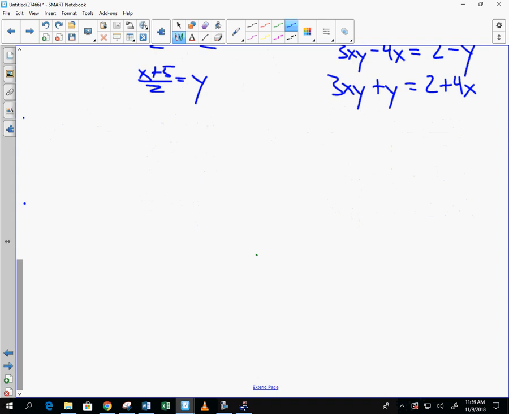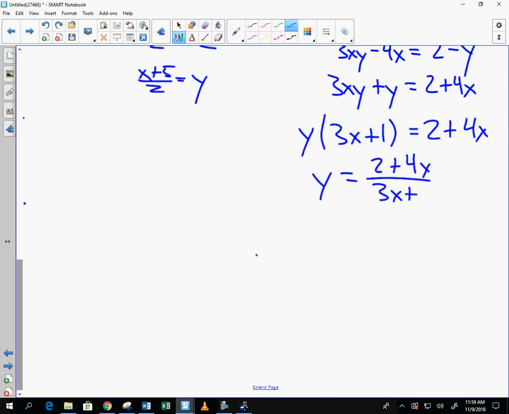Now, this is the key. What do? Factor out the y. And when I factor out the y, I'm left with 3x plus 1. And that's equal to 2 plus 4x. Now what? Divide. Y is equal to 2 plus 4x divided by 3x plus 1. And that's its inverse. Pretty cool, huh?